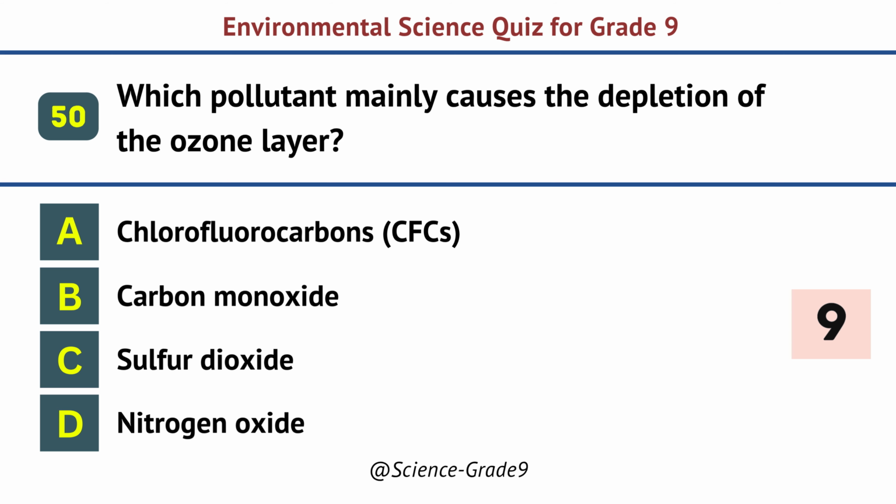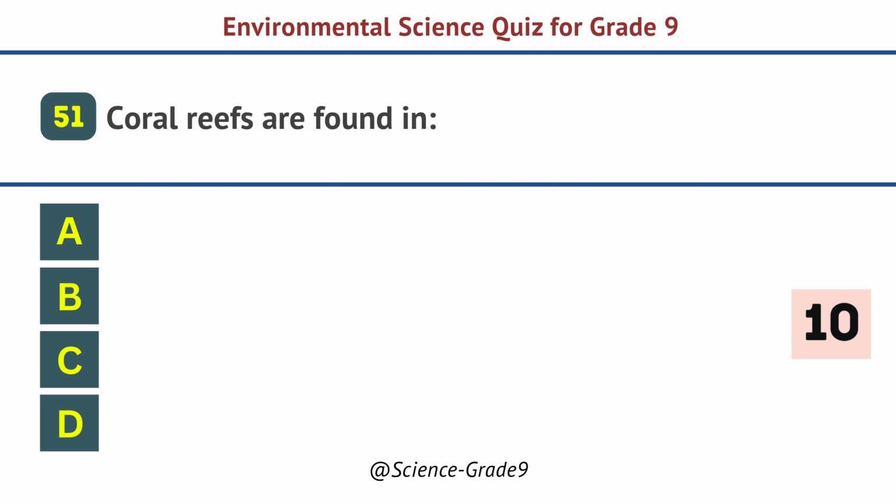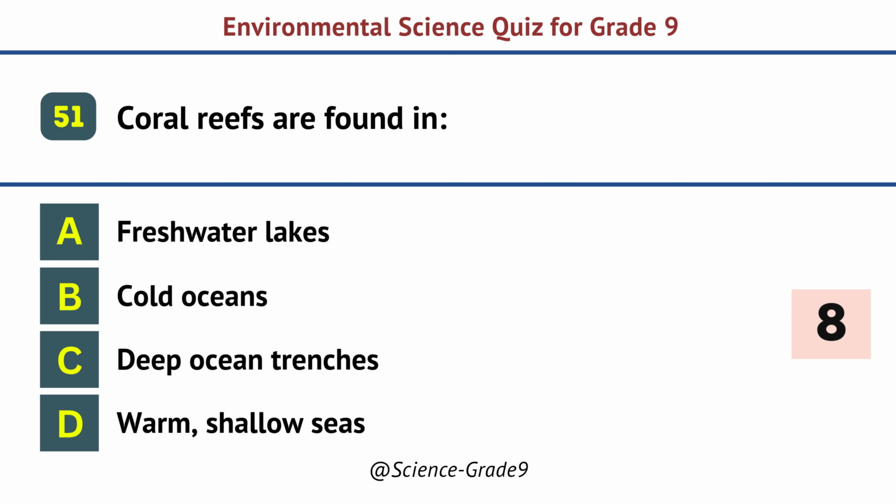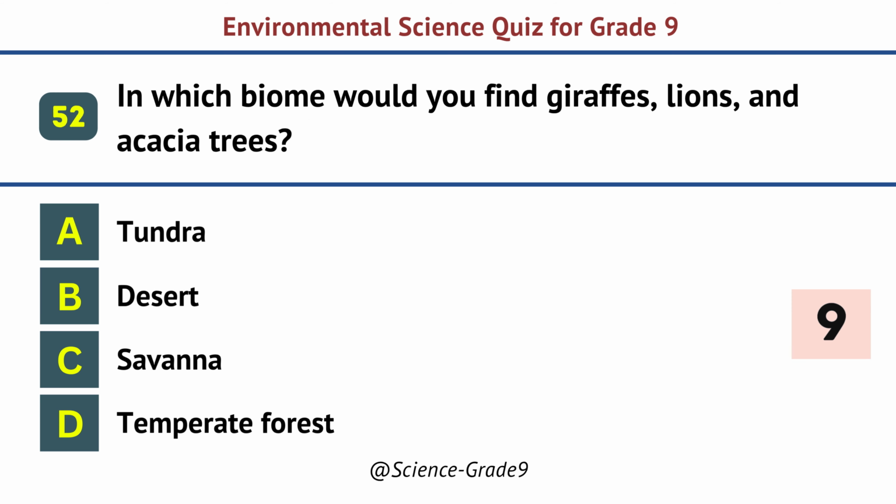Which pollutant mainly causes the depletion of the ozone layer? Chlorofluorocarbons. Coral reefs are found in warm shallow seas. In which biome would you find giraffes, lions, and acacia trees? Savanna.